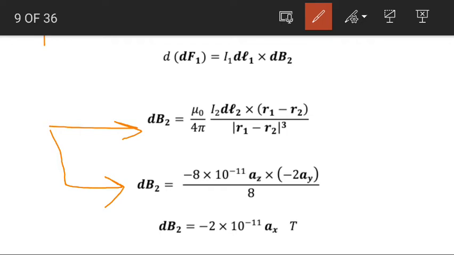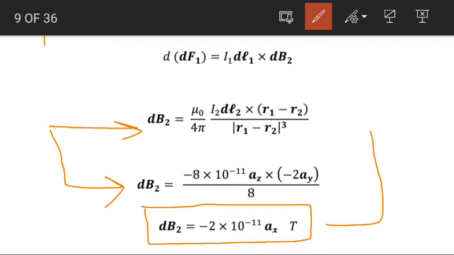We get minus 8 into 10 raised to power minus 11 Az cross minus 2 Ay divided by 8. So the differential magnetic flux density, which is generated by the second differential current element, is minus 2 into 10 raised to power minus 11 Ax Tesla.